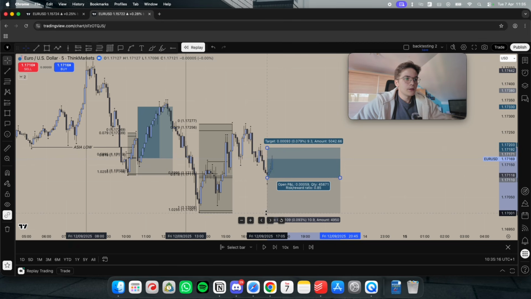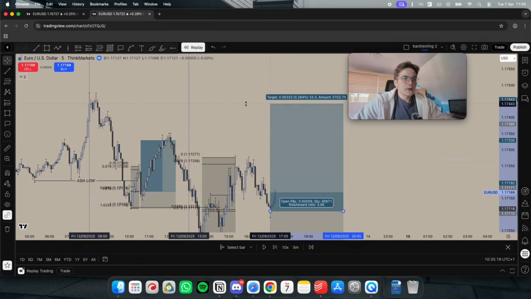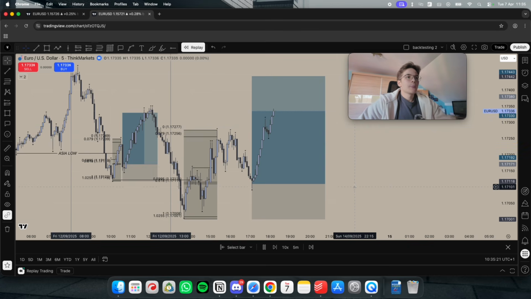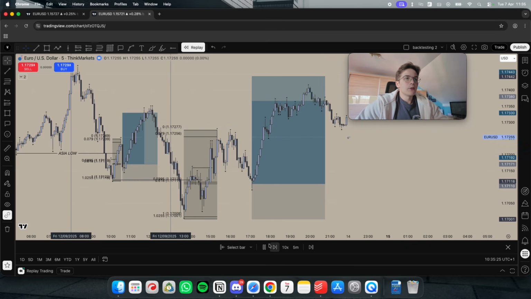Stop loss will be here. Take profit is 3R as always. Let the trade play out. Okay, looks like this will be a double win. Okay, we have to consider one thing.